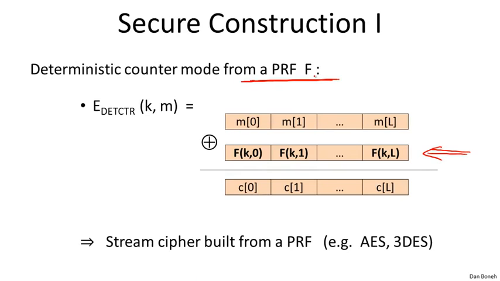And what we'll do is basically evaluate AES at the point 0, at the point 1, at the point 2, up to the point L. This will generate a pseudo-random pad, and we'll XOR that with all the message blocks and recover the ciphertext as a result. So really this is just a stream cipher built out of a PRF like AES or Triple DES, and it's a simple way to do encryption.